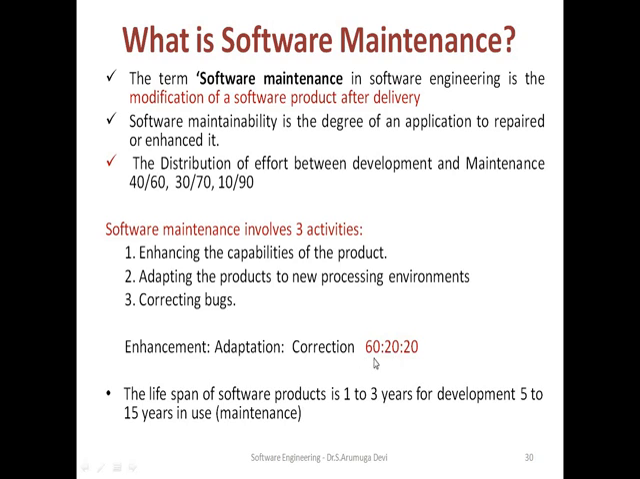This is the ratio of effort spent between these three activities. The majority of the effort is spent on enhancement, then adaptation, then correction: 60, 20, 20. So in maintenance, the majority of cost and time is spent on enhancement, and only 20% on correcting errors. The lifespan of a software product: development takes on average 1 to 3 years, but the software should be maintained for a prolonged period, say 5 to 15 years. If it is good maintainable software, then we can easily maintain it.